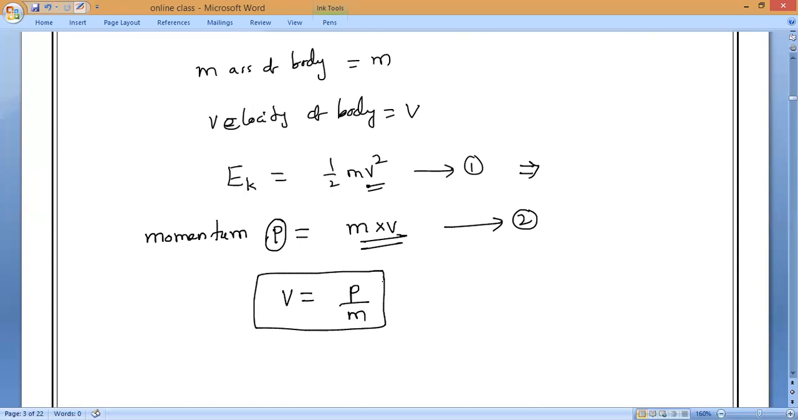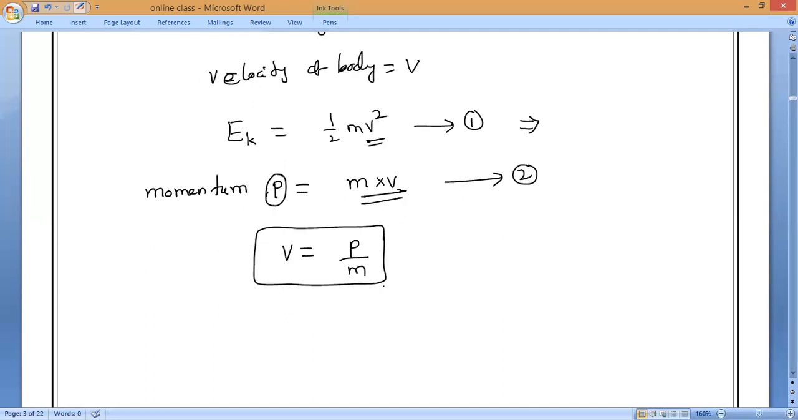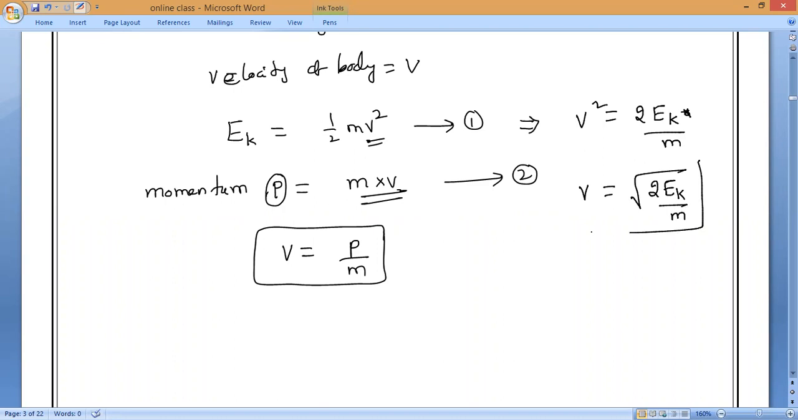Is it necessary to take v equal to momentum by mass? Sir, I take it from the formula of kinetic energy, sir. Then you can take v square is equal to 2Ek divided by m. Is it right? Yes, sir. v is equal to root of 2Ek divided by m. So that is the velocity from the kinetic energy formula. Now substitute that in the momentum formula and you'll get the answer.